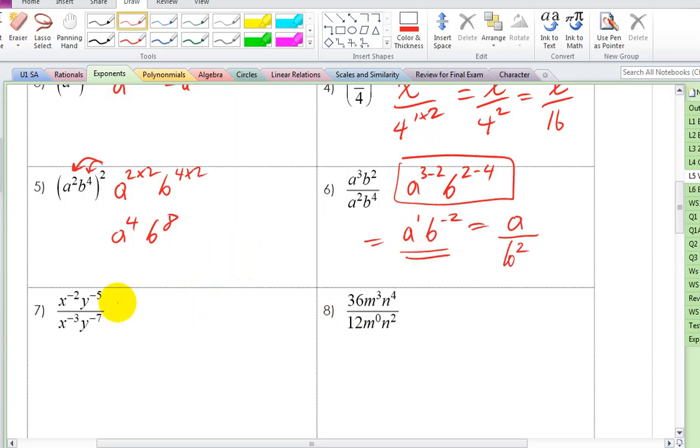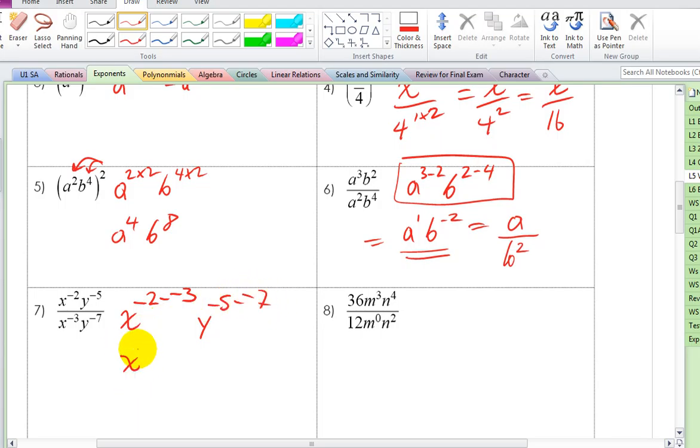Now be careful with your negative signs. Here it's really helpful to write down your double signs. So go ahead, do number 7. Go. Careful with your double signs.